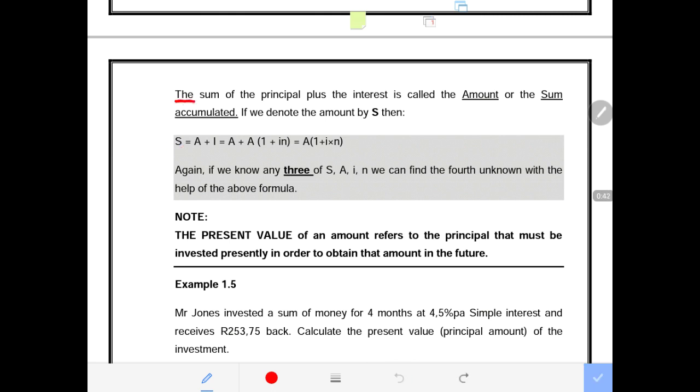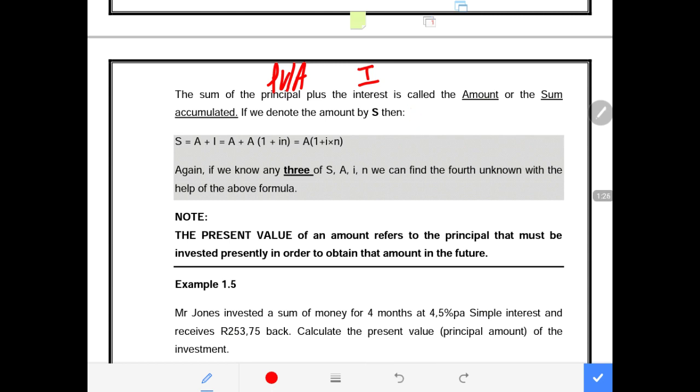It first says the sum of the principal plus, remember the principal is the present value, which is denoted as A, plus the interest is called the amount. Remember the interest is the bigger I, which is the interest amount that is expected to be received. It is called an amount, or else it is called sum accumulated, which is denoted by S, or we can call it the future value. So if I say future value or sum accumulated, know that I speak of the same thing, and I've been saying this also before.